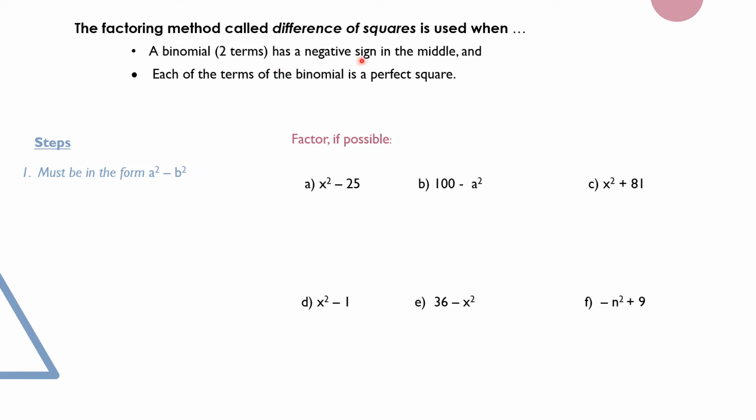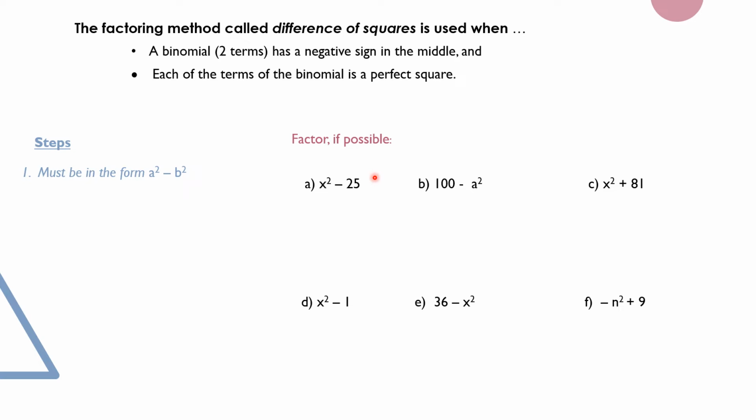And does it have a negative sign in the middle? Well, let's look at this one here. Yes, it does. It has two terms and there's a minus sign in the middle. And each of the terms of the binomial is a perfect square. X squared is a perfect square. Its square root is x. 25 is a perfect square. Its square root is 5. So it's in the right form. It's a perfect square subtract perfect square. We have that here. So step 1 tells us this is a difference of squares.